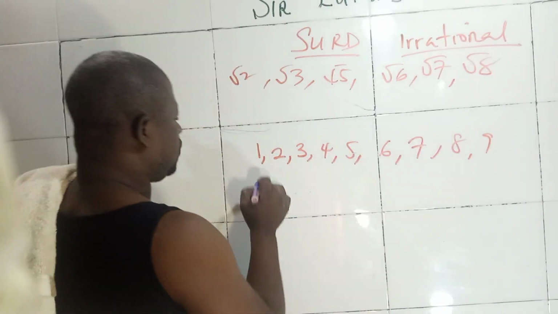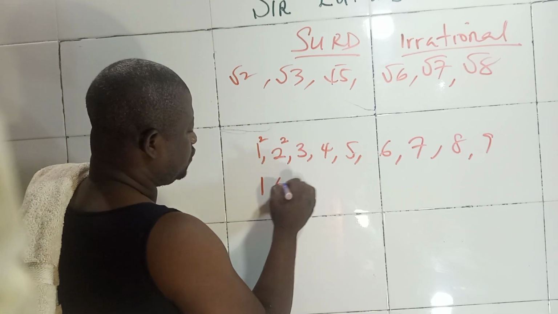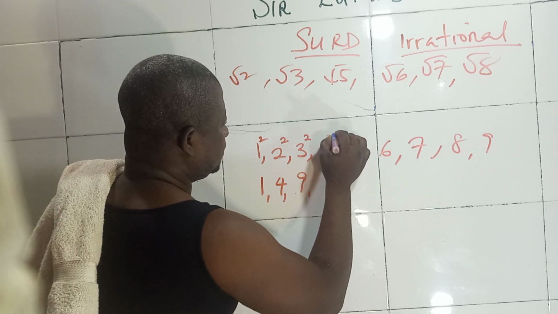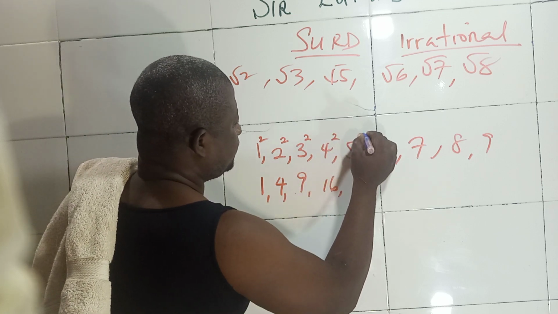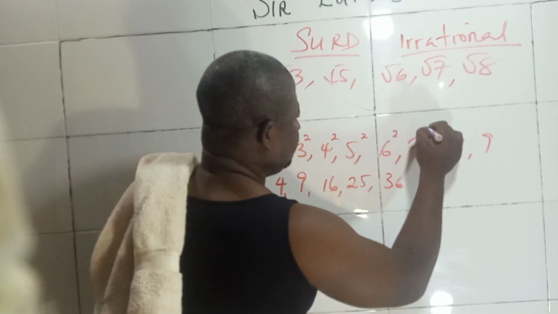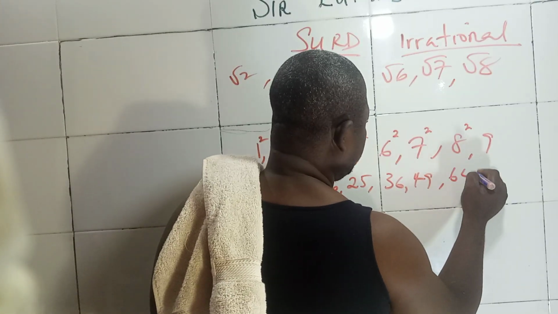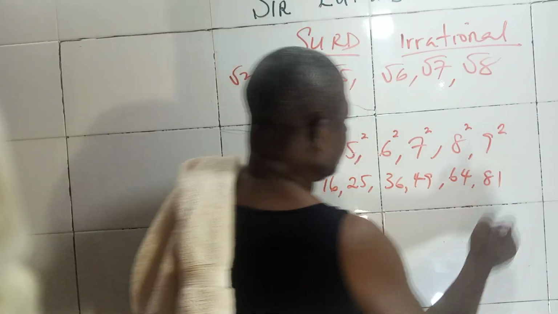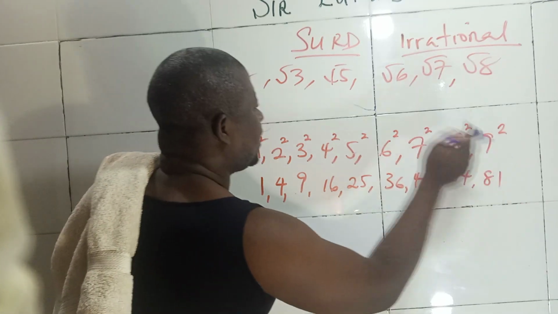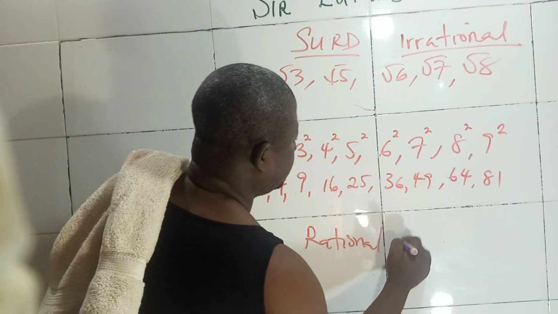Like now, if I say 1 squared is what? 1. 2 squared is 4. 3 squared is 9. 4 squared is 16. 5 squared is 25. 6 squared, 36. 7 squared, 49. 8 squared, 64. 9 squared, 81. If you look at all these numbers, they are what? Rational numbers.